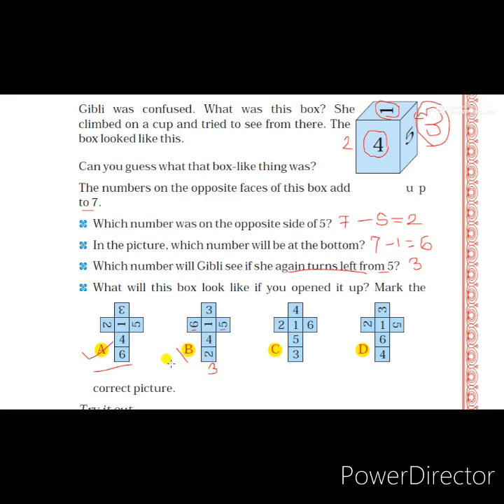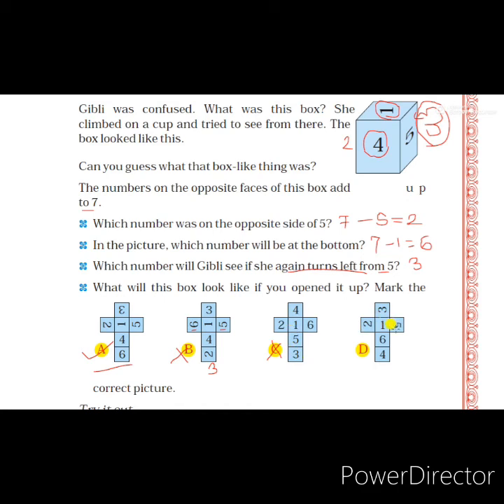Now see option C. In option C also we will take the opposite numbers. 6 plus 2, 8, wrong. Now 5 plus 4 on opposite sides is 9. That is also not getting the answer 7. So this option is also wrong. 1 plus 3 is also 4. So this option is also wrong.